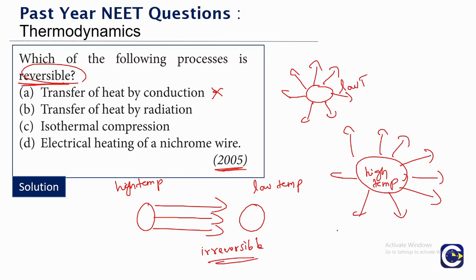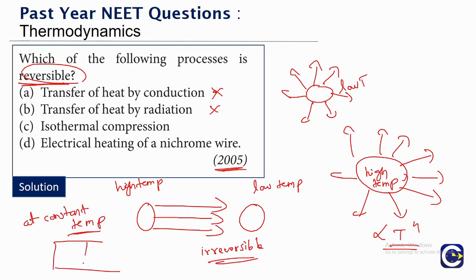In fact, we will study about this in which chapter? In the thermal properties of matter, where we will see that the radiation power is directly proportional to the fourth power of the temperature of that object. Okay, so here also this is not going to be a reversible one. This is also irreversible. What about the isothermal compression? Isothermal compression means what? At constant temperature, we take a gas and we compress it.